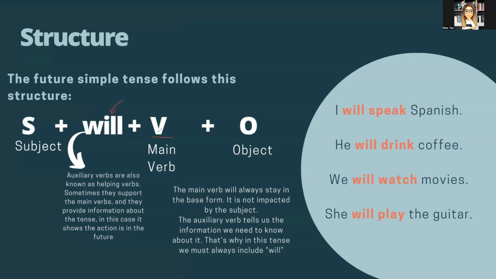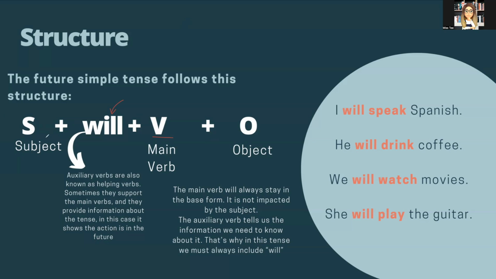After we have the auxiliary verb will, we have our main verb. We've seen before that our main verb sometimes changes depending on the subject. In this case, the main verb will never change. Remember in the simple past tense, we added ed or d to it, or in the simple present, we would put s on it if it's third person singular. No, not for this one. This one is actually the easiest, because no matter what the subject is, it always follows this form: will plus main verb.